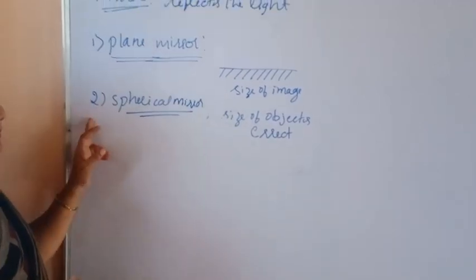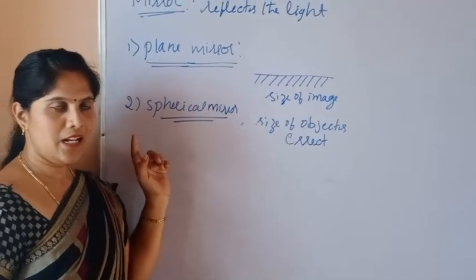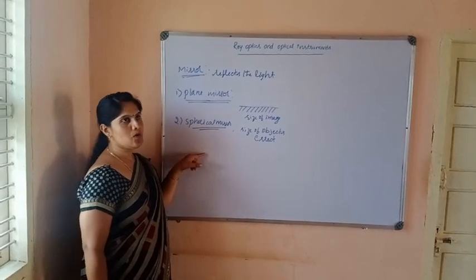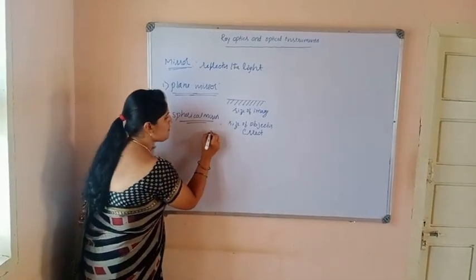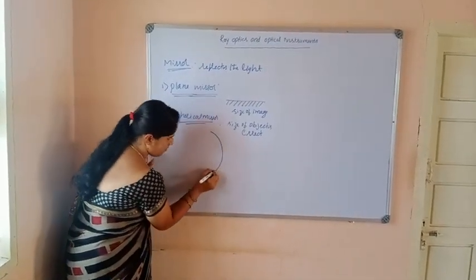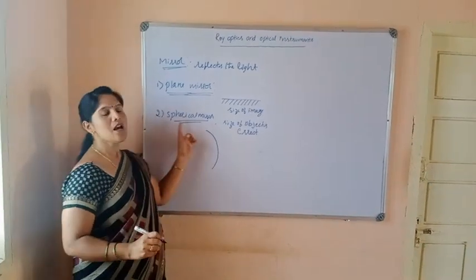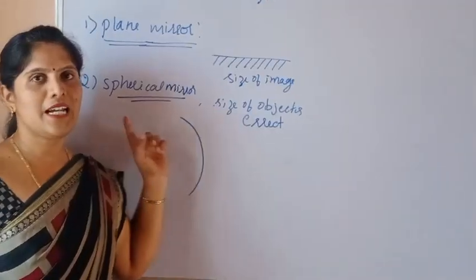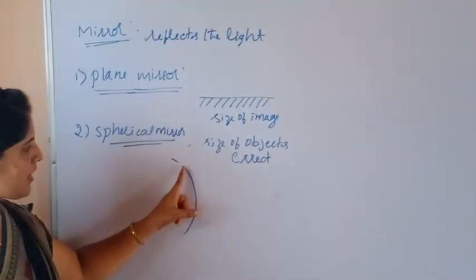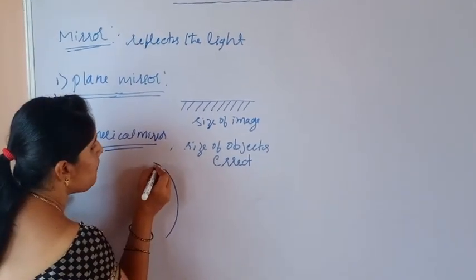Okay. What is a spherical mirror? A spherical mirror is one whose surface forms a part of a sphere.